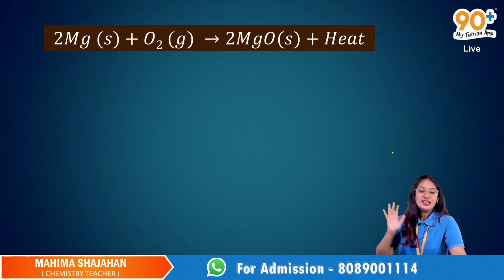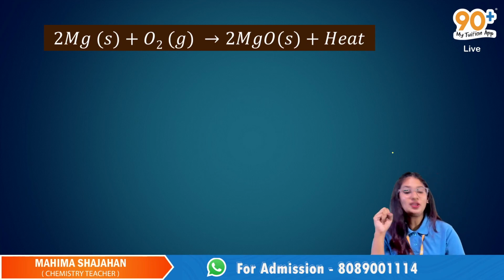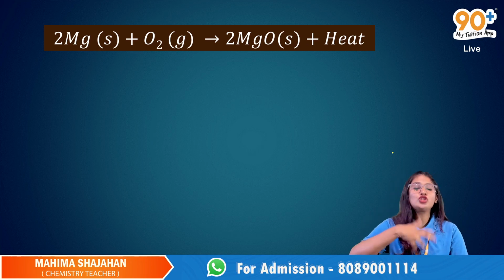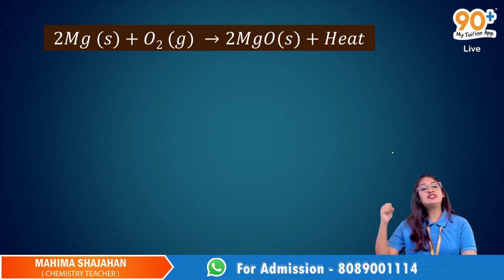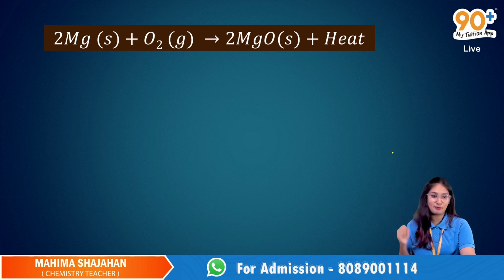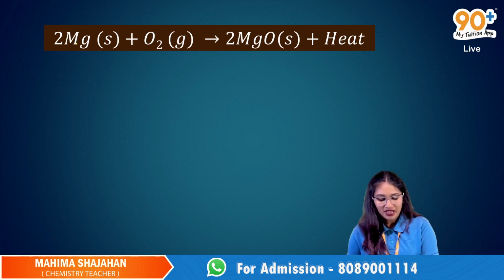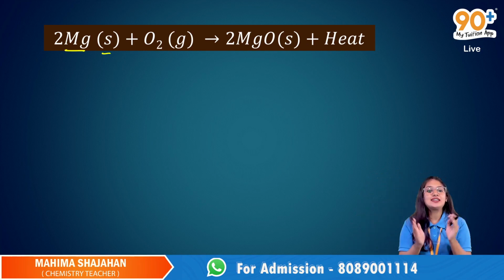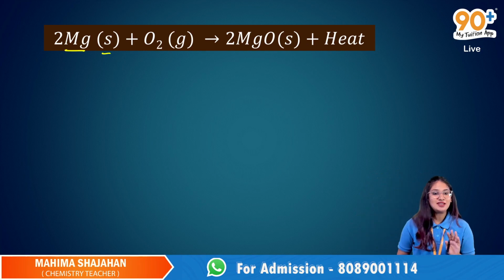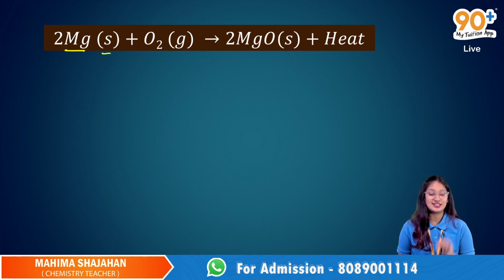Alright, yes. Now the equation is balanced, and you can make the equation more informative. Not only balancing the equation, we can give some more information as well. How? We can mention the physical states of the reactants and products as well. See this equation. Here Mg, we know that it is a solid. So writing Mg and putting an S in brackets means that it is in solid state.